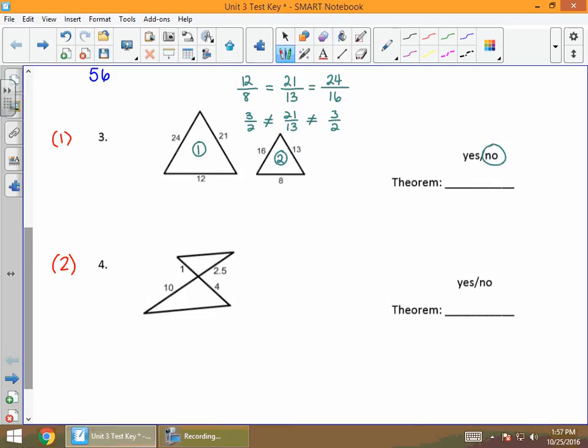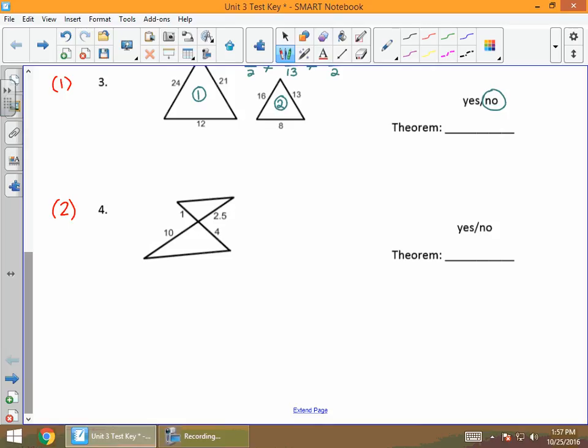Now, some people put down the theorem that they used. They tried using side, side, side. Okay, that's fine. But you did not use a theorem to prove anything. You just disproved something. So I only made that worth 1 point if you said it was a no.